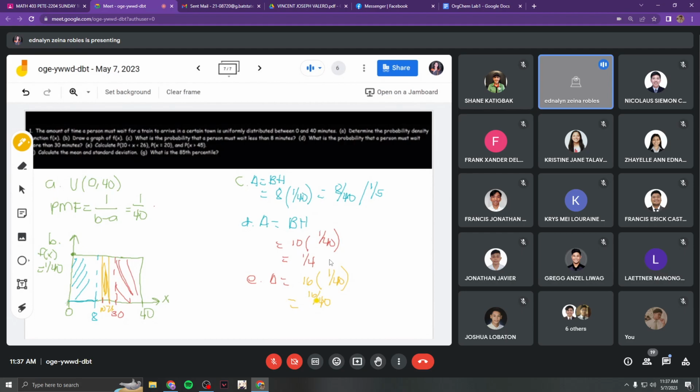For the next one, what is the probability if x is equal to 20? What is the probability if x is equal to 20? 50% po. Okay. Yes, what is the probability if x is equal to 20?